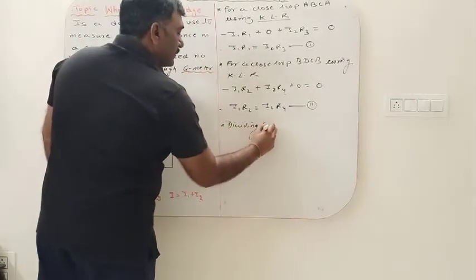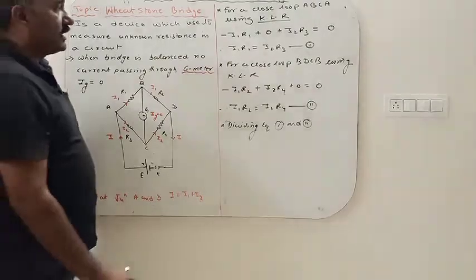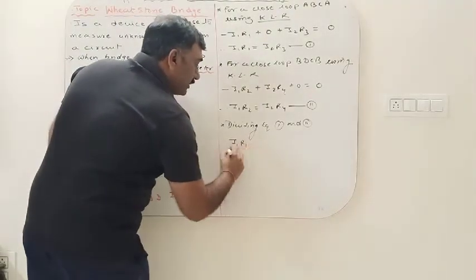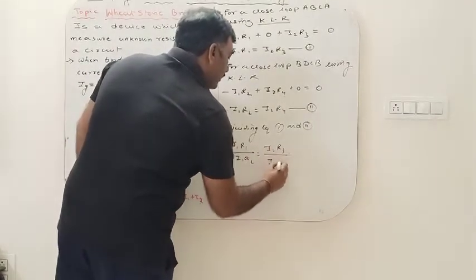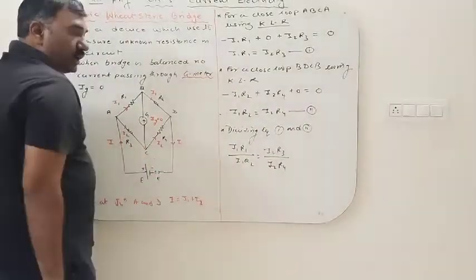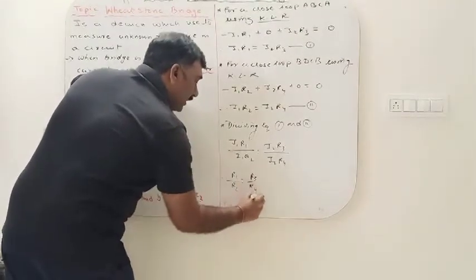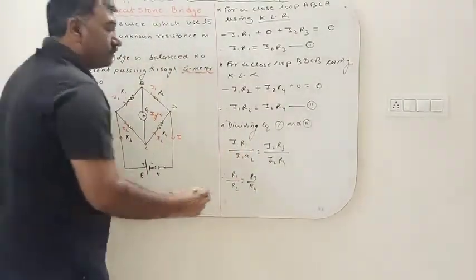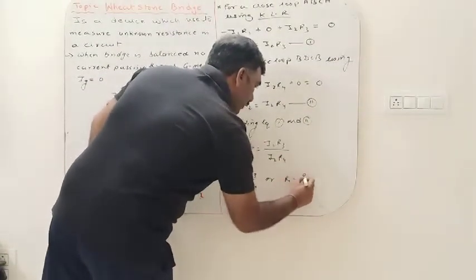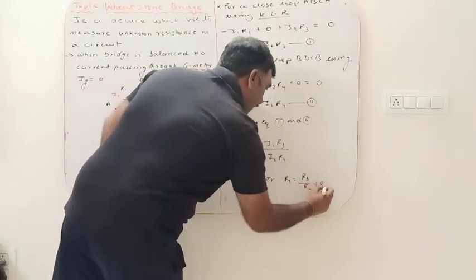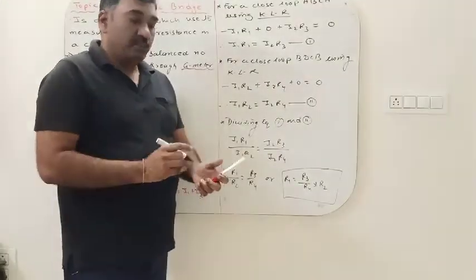Dividing equation number 1 by equation number 2, we can write I1 R1 divided by I1 R2 is equal to I2 R3 divided by I2 R4. I1 and I2 cancel, so we can write R1 by R2 is equal to R3 by R4. Suppose we want to find R1, we can write R1 is equal to R3 divided by R4 into R2. In this manner we can determine the unknown resistance in a circuit using the Wheatstone bridge.